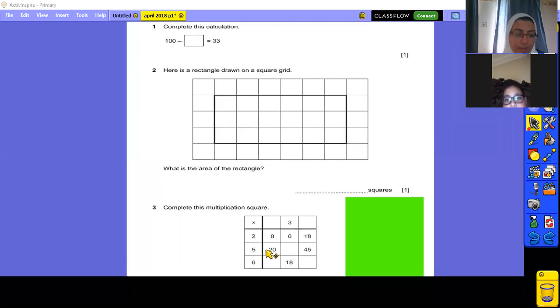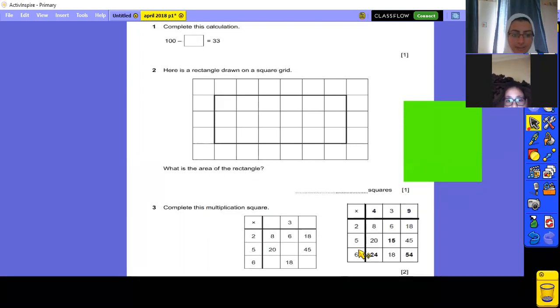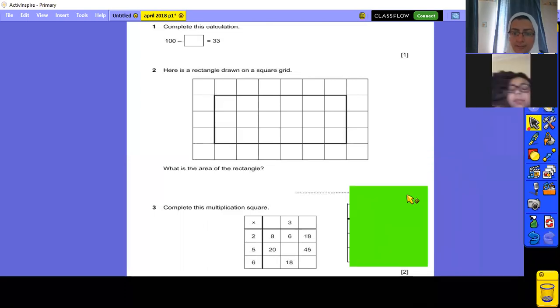Now we came to this question. Can you see question number three? In question number three, this question comes a lot in the exam, and it's really easy, and it's like a bonus mark for you. So simply whenever you want to answer this question, just put your finger on, for example, 8, and then look at the top and the top left, and multiply them by each other. So here, this is 4, so 4 times 2 is 8. Here, 5 times 3 equals 15. And then here, 6 times 4, 24, and so on. So this is the answer. Let's go to the next question, guys.